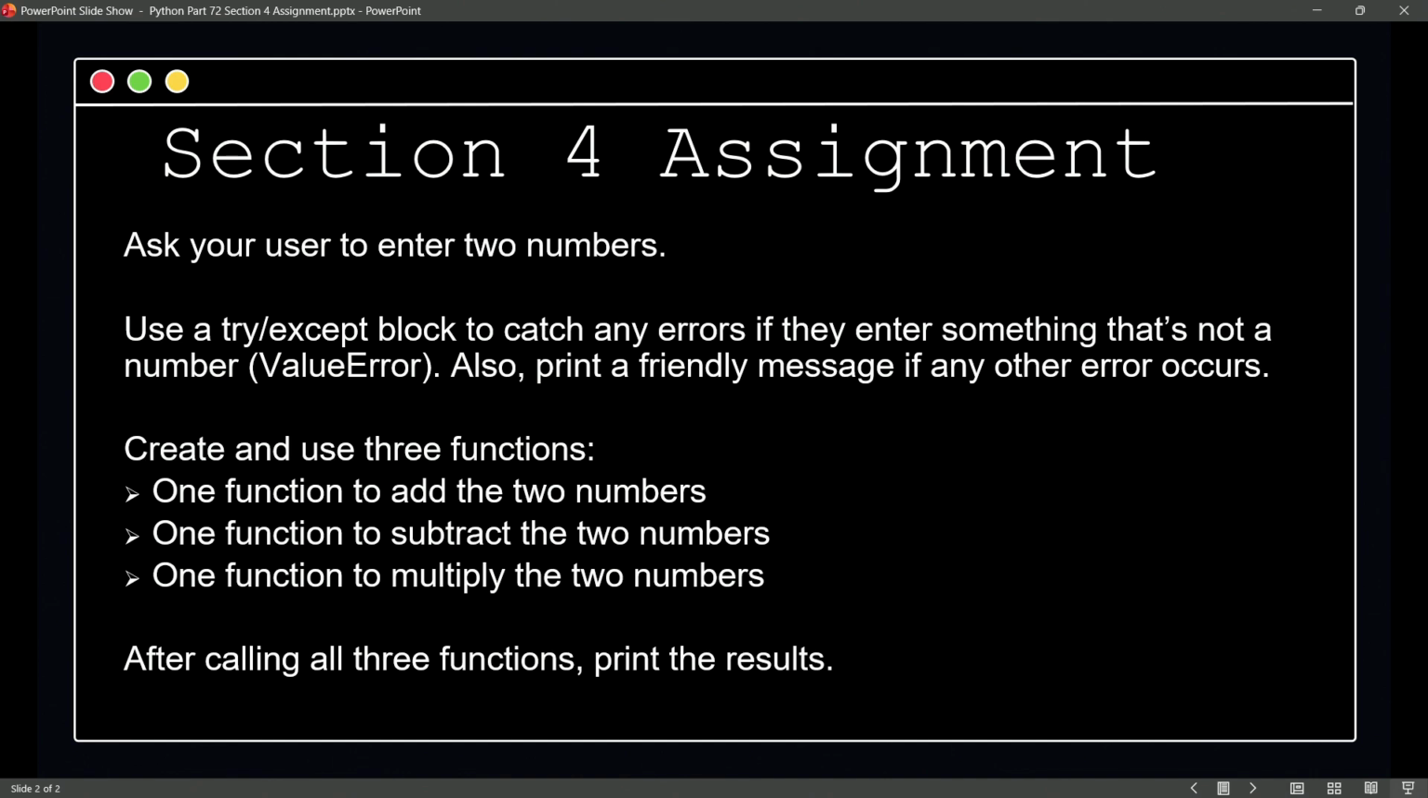So you are going to ask your end user to enter two numbers. You're going to use a try except block to catch any errors if they enter something that's not a number. So you're going to be matching on ValueError, okay? Now, also print a friendly message if any other error occurs.